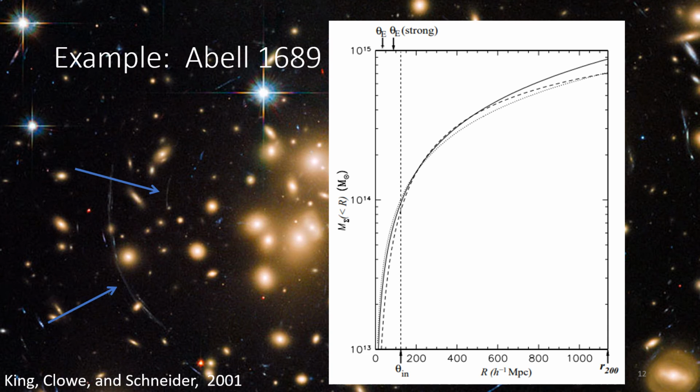Each of the lines here represent different dark matter density profiles, with the dashed line being the familiar NFW profile. Theta in represents the inner radius of the cluster. The theta e's at the top are the angular Einstein radii, which mark where the effects of lensing are weak and strong, respectively. This graph is not of Abell 1689. It is simply an example of a model.